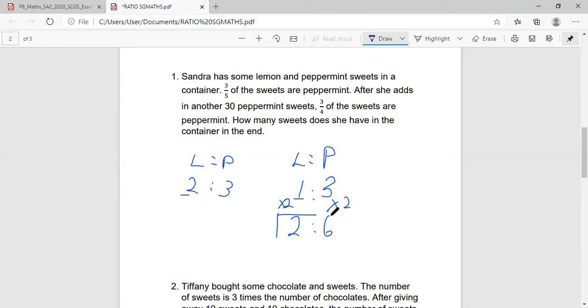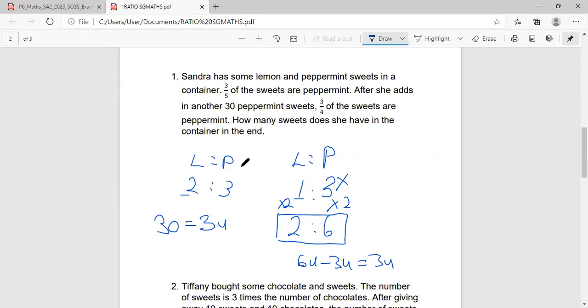So now I will use this ratio and this ratio. So this is the ratio before, this is the ratio after. So before I add in 30 peppermint, the peppermint is 3 units. After I add in 30 peppermint, the ratio becomes 6 units. So what it means is the 30 peppermint is equal to how many units? 6 units minus 3 units equal to 3 units. So the 30 peppermint is actually equal to 3 units.